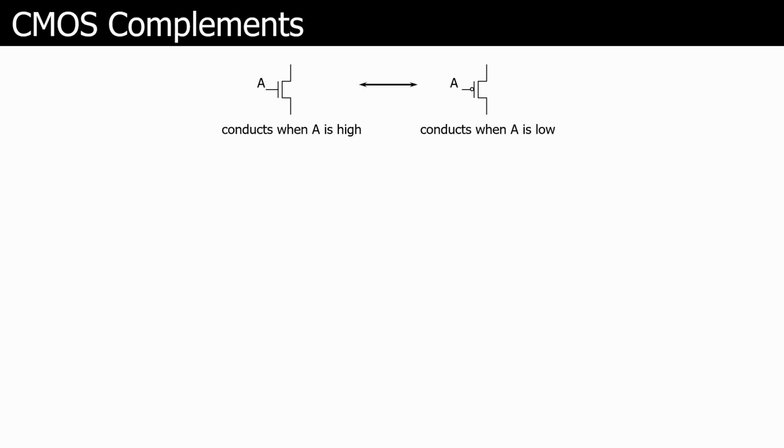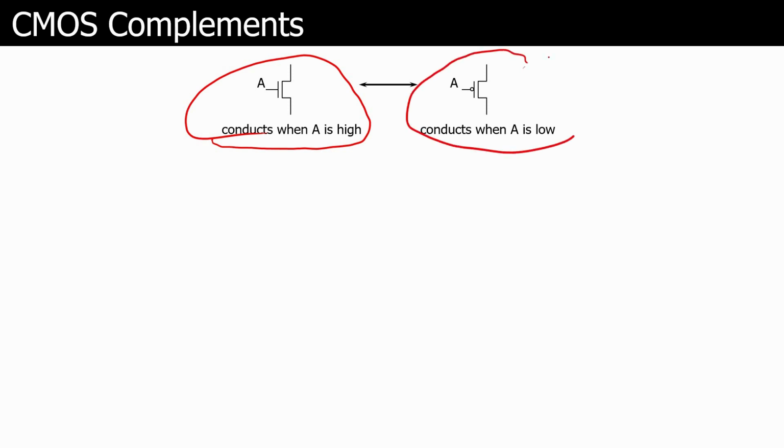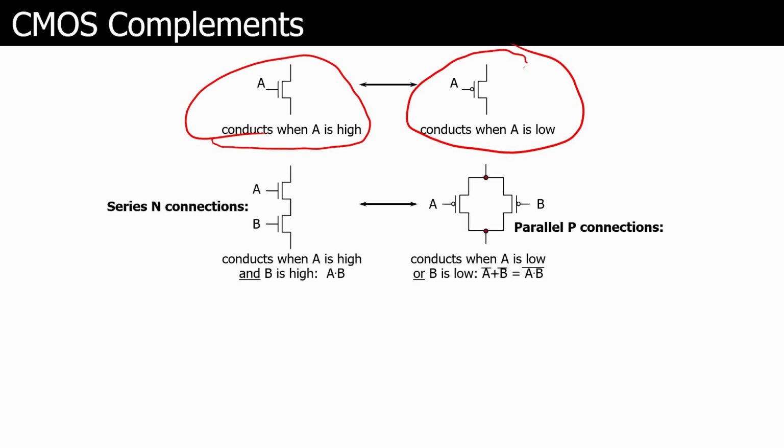Alright, and here we see a little bit the difference between the two networks. Over here we have an NMOS transistor, and as we noted before, it's going to conduct when the input A is high, and here we have our PMOS transistor. It's going to conduct when A is low, and we can use these together to create a sort of physical interpretation of a logical equation.